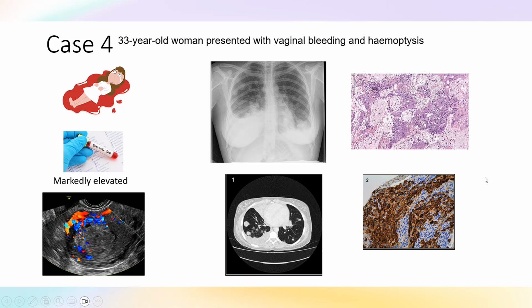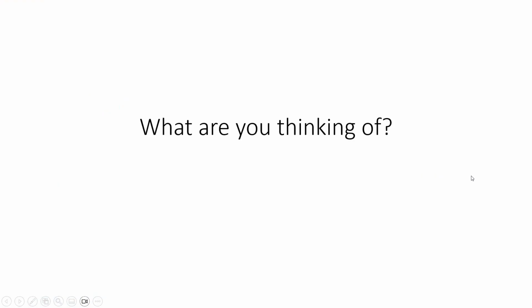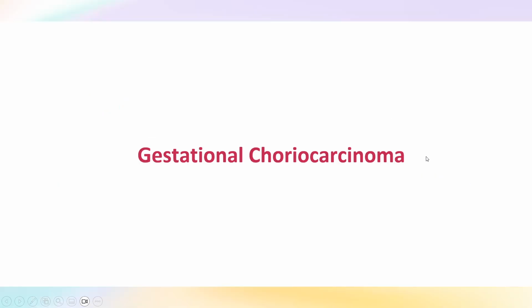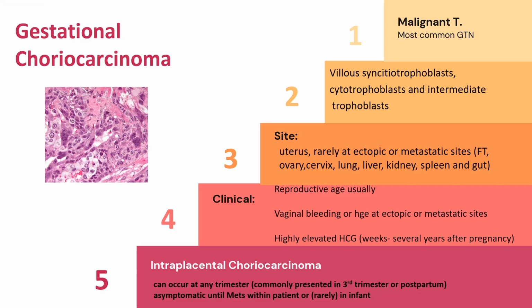Here we have a microscopic picture of a malignant tumor that is invading and infiltrating, with vascular pools or channels that you can see. We have the HCG immunohistochemical stain, and it's diffusely positive. So what are we supposed to be thinking of? Yes, a gestational choriocarcinoma. So what's a gestational choriocarcinoma?